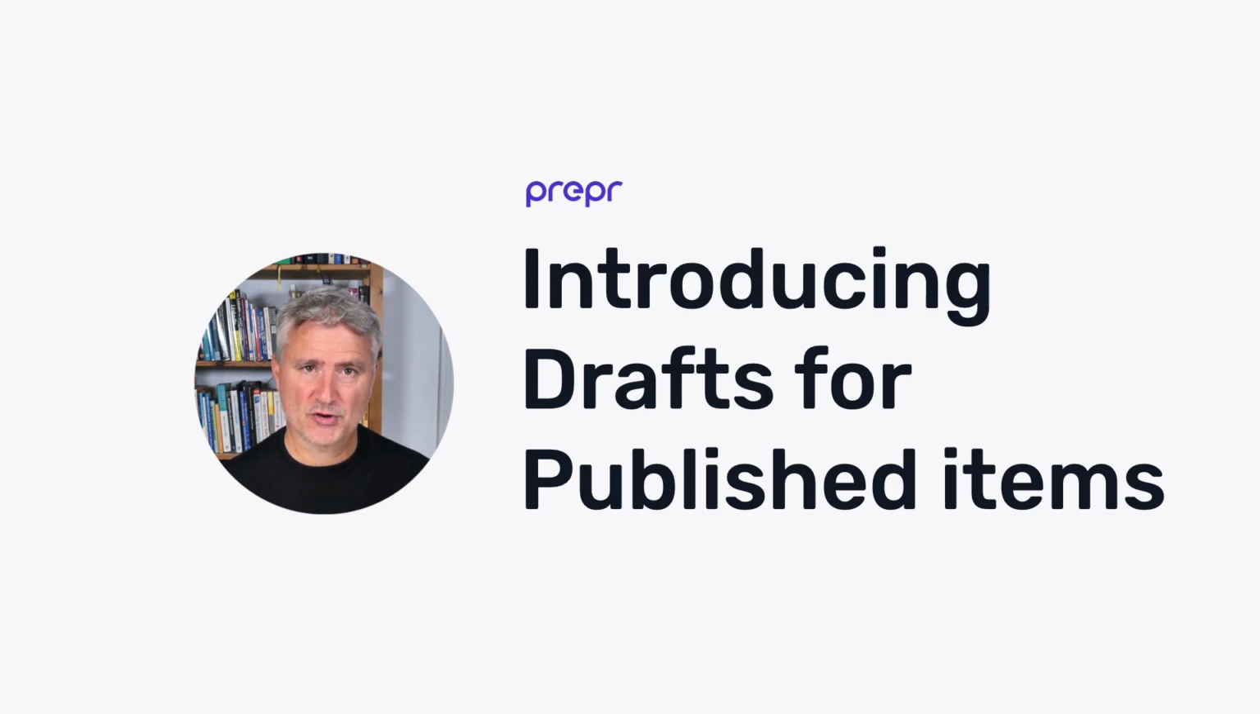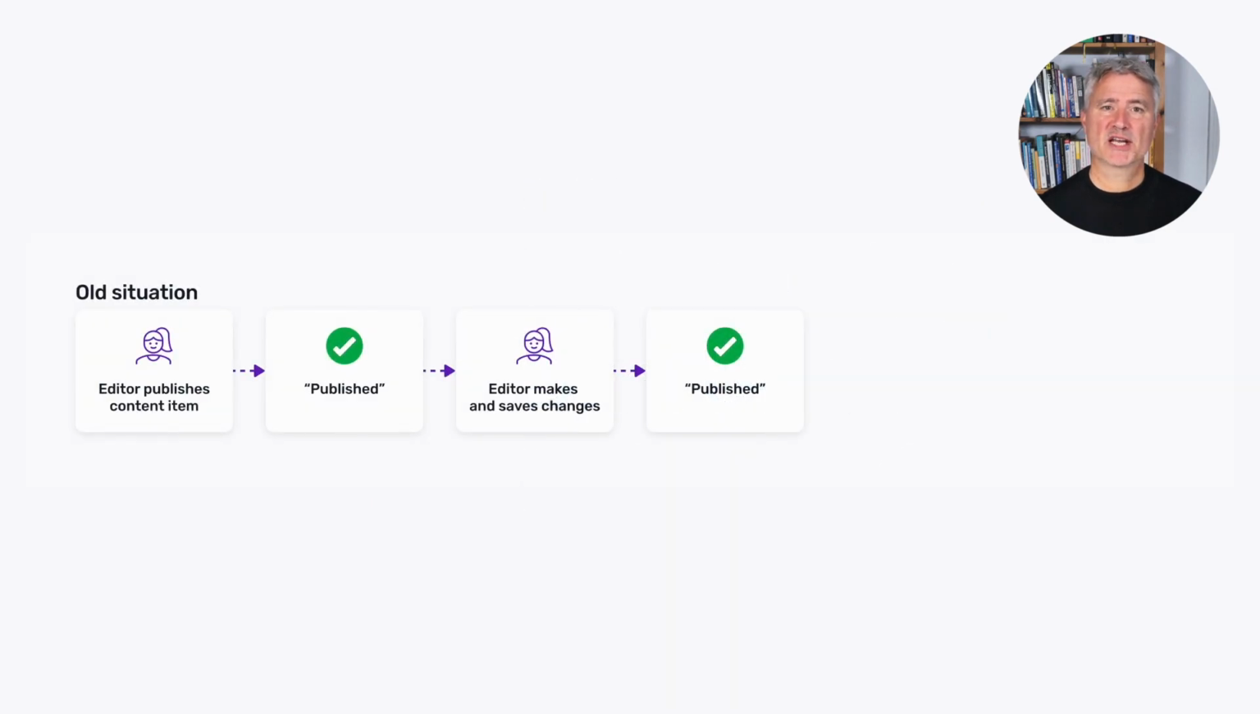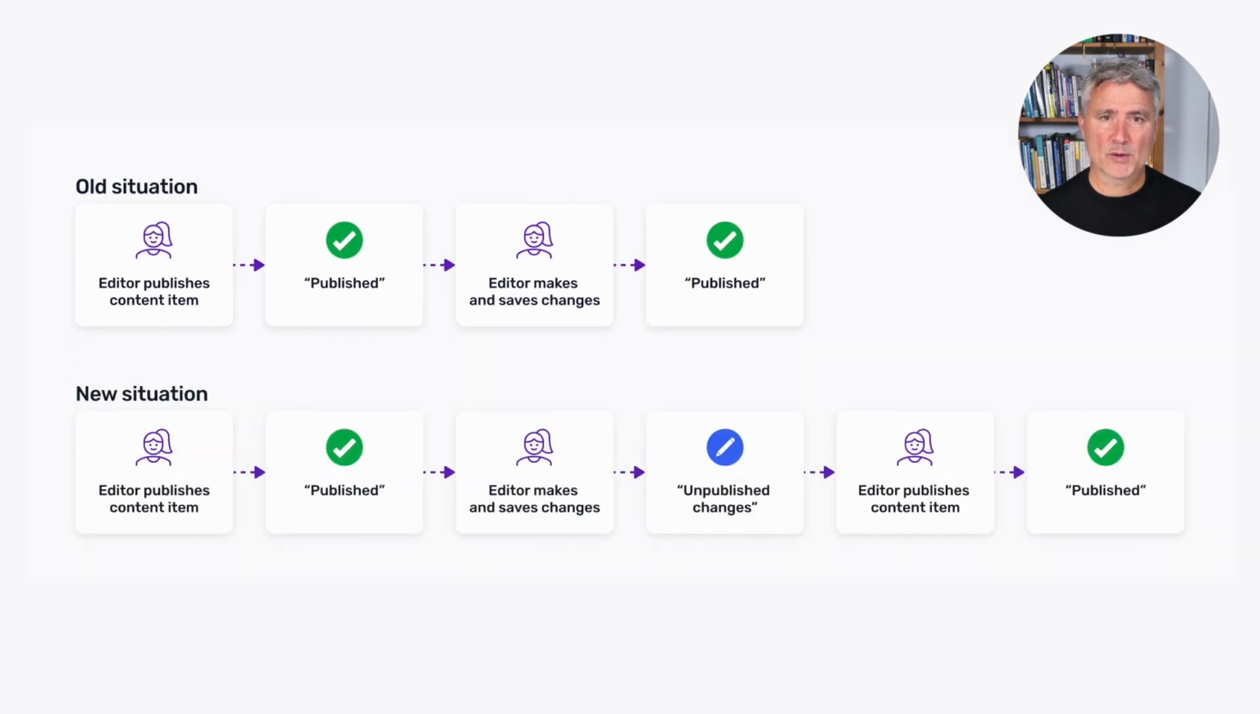Prepr introduces drafts for published content items. Previously, when you make changes to a published content item, they would instantly become visible instead of following the usual workflow of to do, in progress, review and done. And this meant that changes were published immediately upon saving, without giving you and your co-workers the opportunity to properly review the item. But from now on, when you edit a content item that was already published, its publication status will automatically change to unpublished changes.